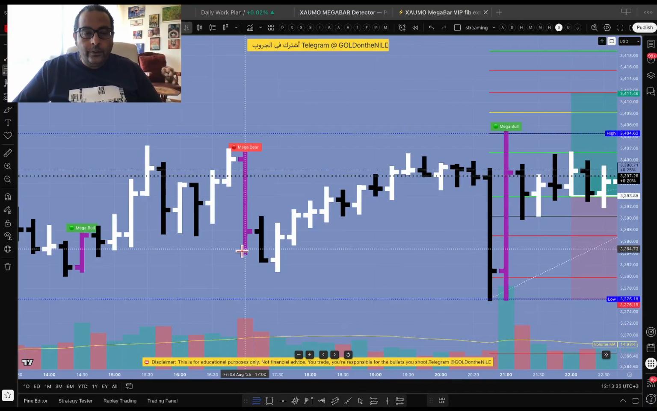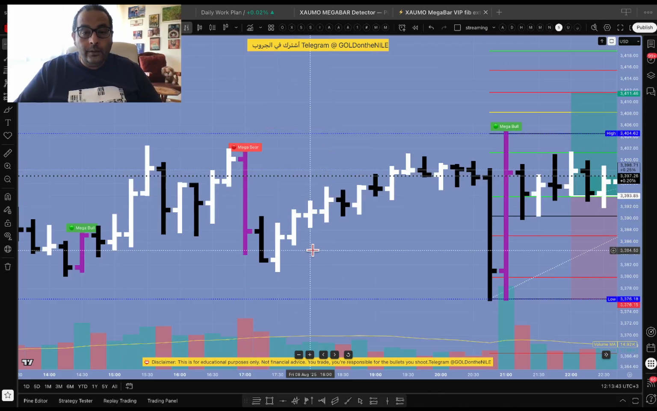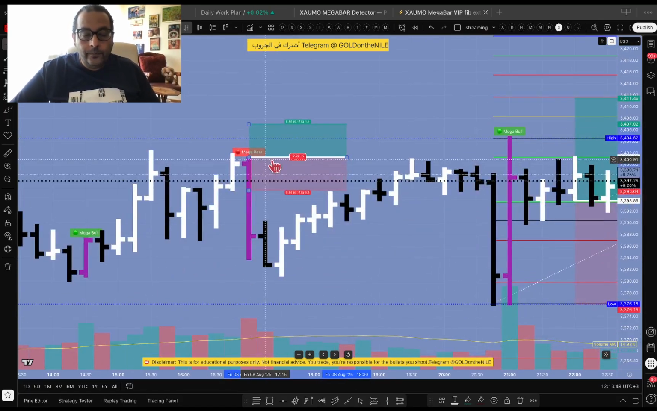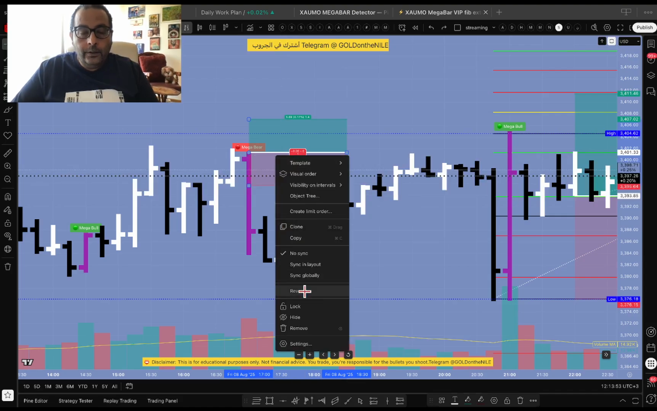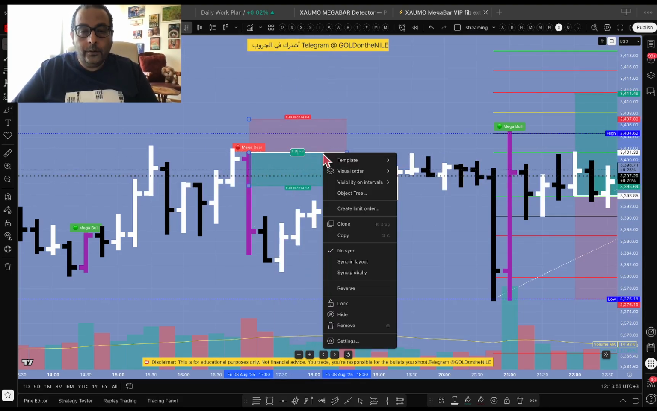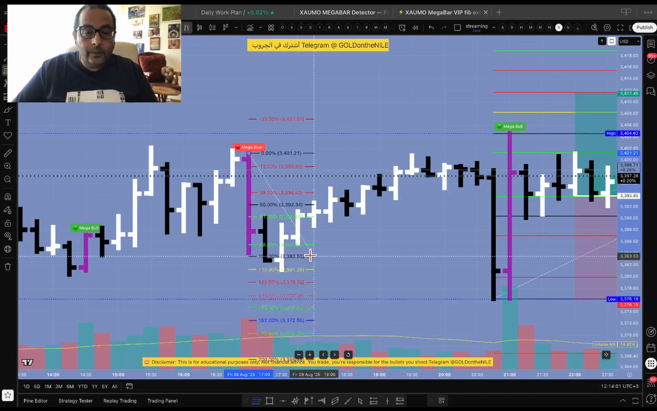Here you go. We put the Fibonacci levels from zero, from bottom to top. This is a bear. This is a red sign. So this is wrong. Okay, remove, and let's do the Fibonacci from top to bottom.